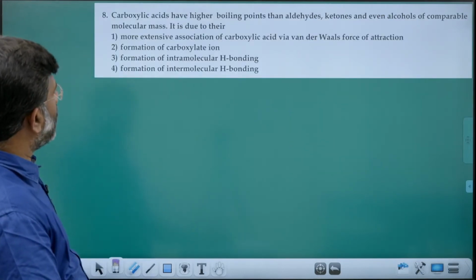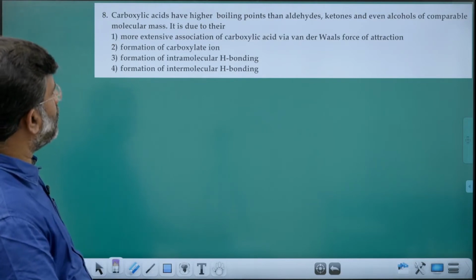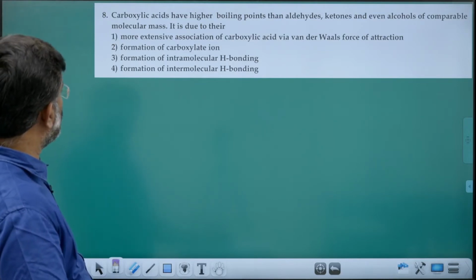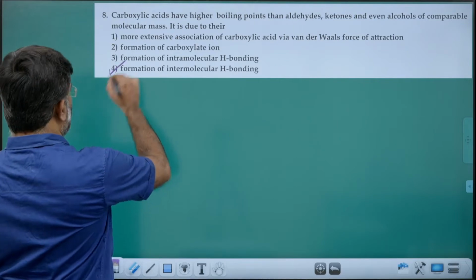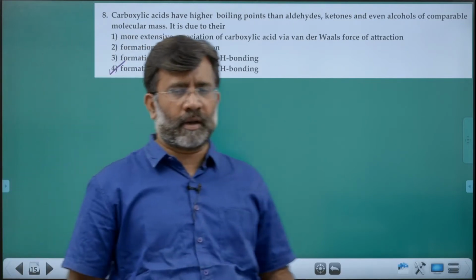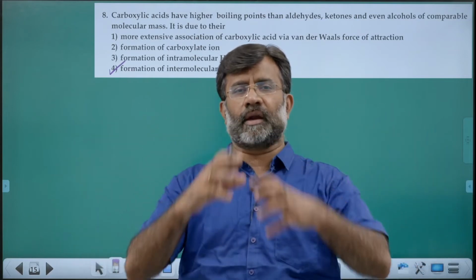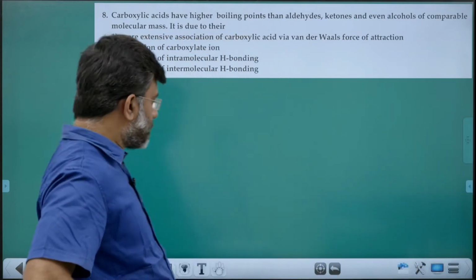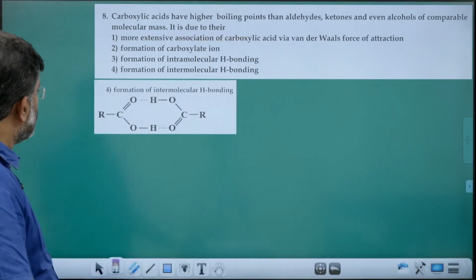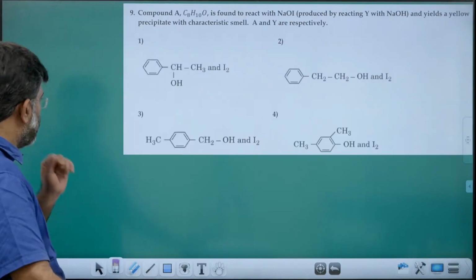Carboxylic acids have higher boiling point than aldehydes and ketones due to the formation of intermolecular hydrogen bonding. Due to intermolecular hydrogen bonding, they have associating character. That's why. Next. This is how they associate, all of you have seen.